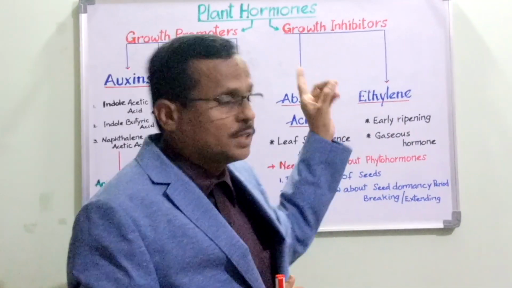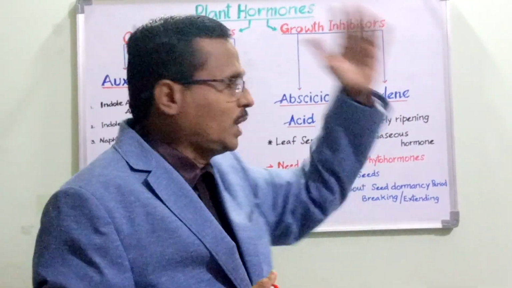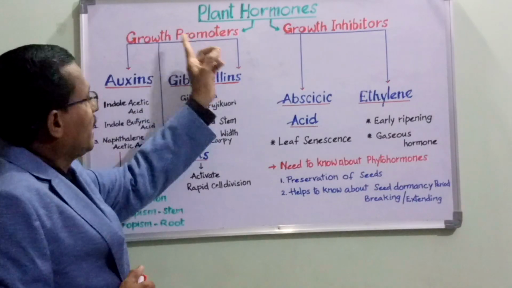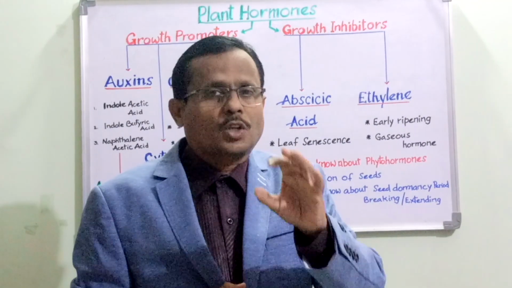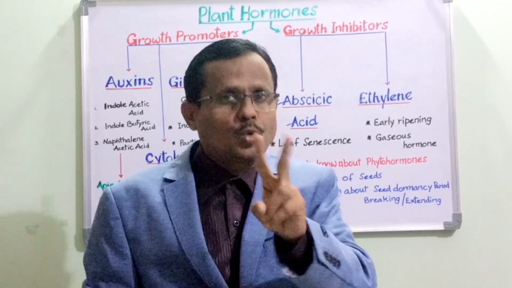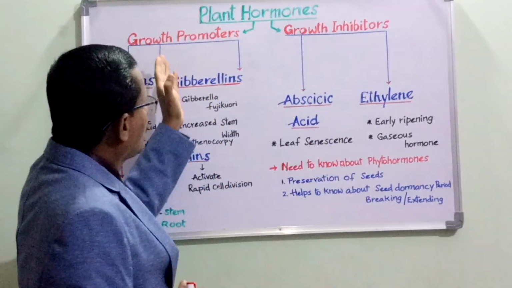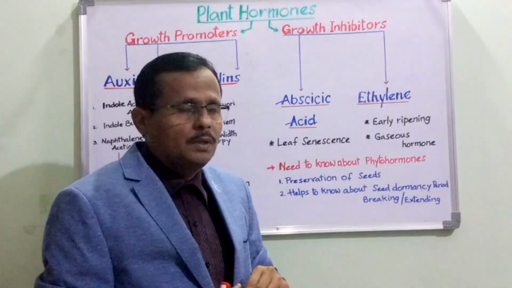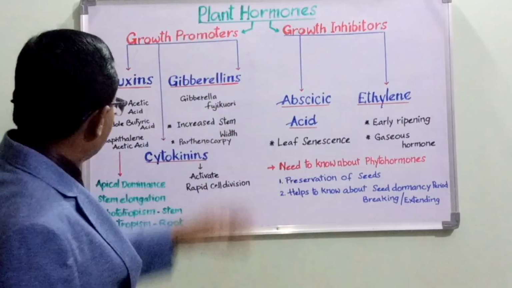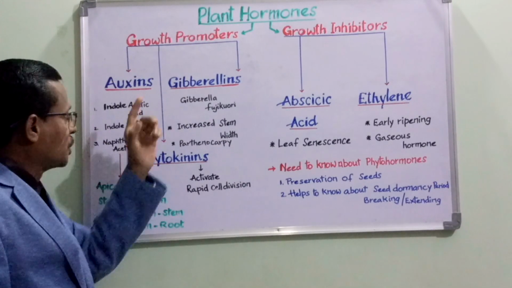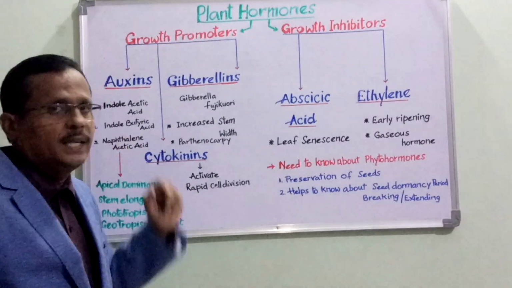Now let us get into the details one by one. These are of two kinds. The plant growth regulators called phytohormones are of two kinds. They are growth promoters and growth inhibitors. If we talk about growth promoters, these are again of three kinds: the auxins, the gibberellins and the cytokinins.